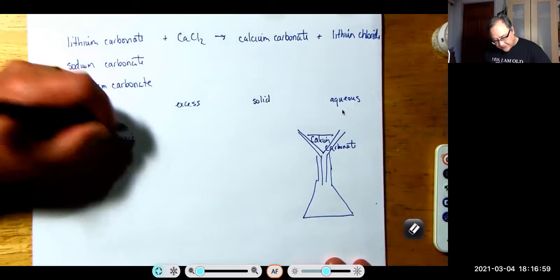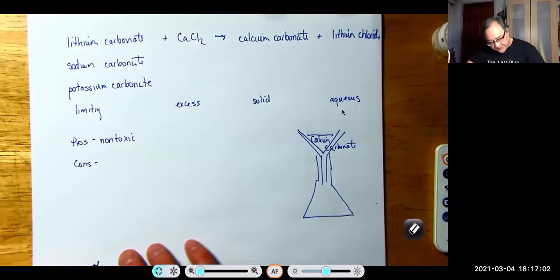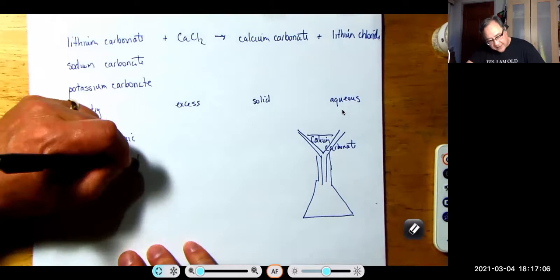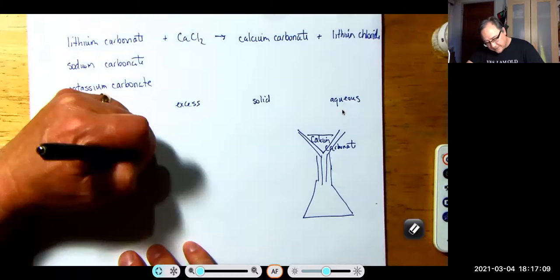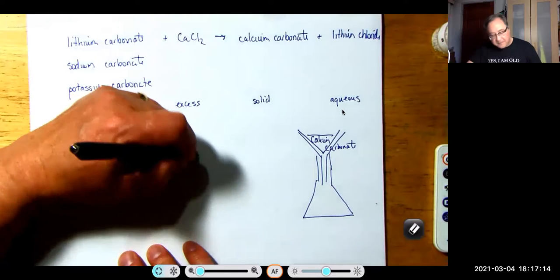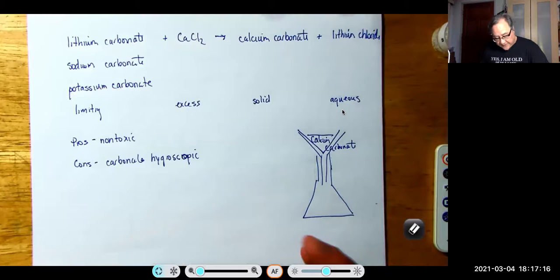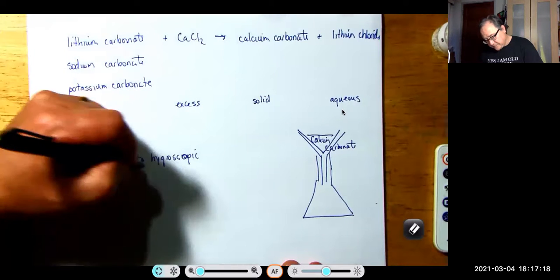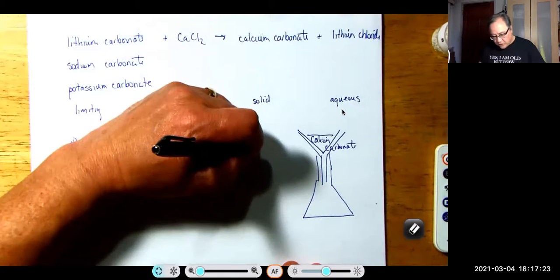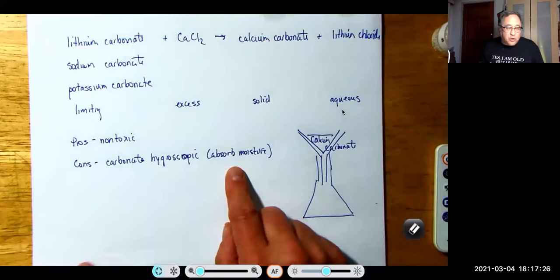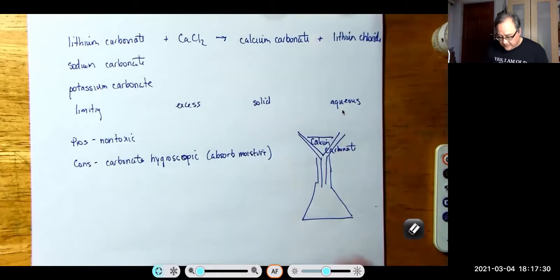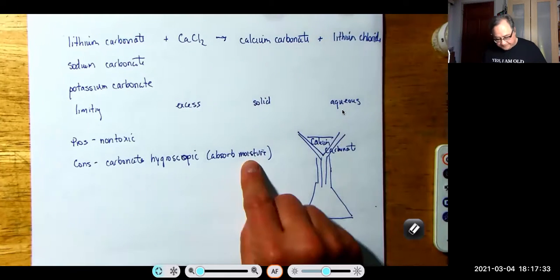But there are some cons to this experiment. For instance, our carbonates, these carbonates right here are hygroscopic. Now, hygroscopic means that they absorb moisture from the air. So when we go to weigh our carbonate, if it's absorbed moisture, we're not getting a correct mass. And we got to get rid of that moisture.